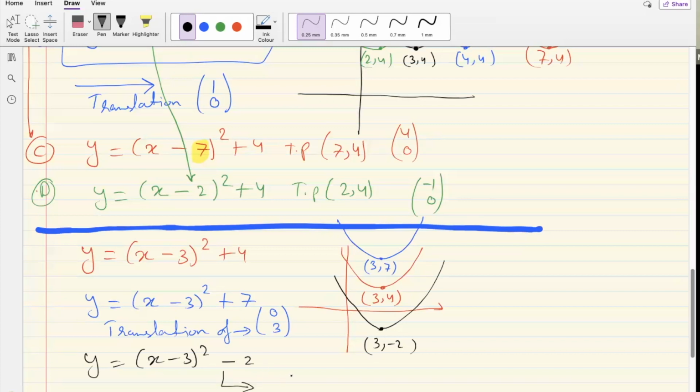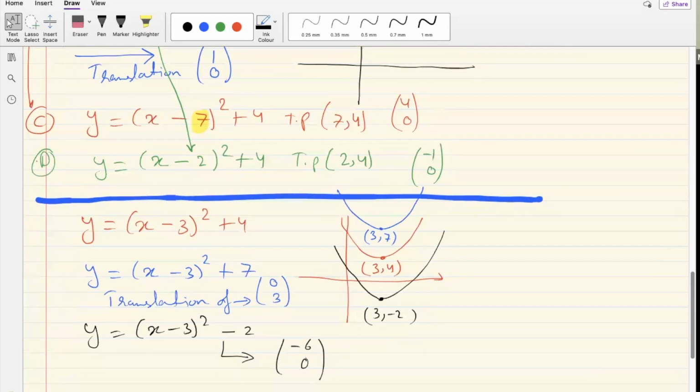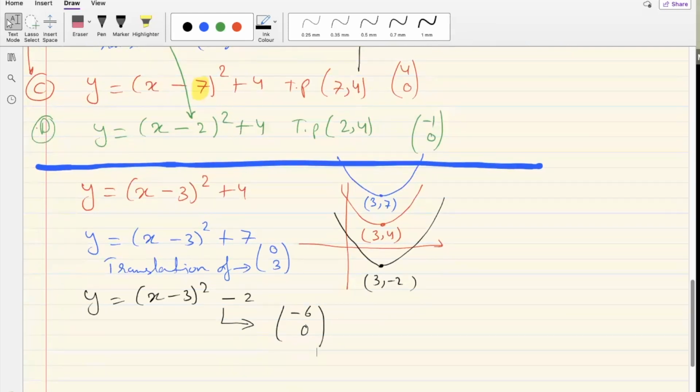So what is the translation vector? Comparing with the original equation, the translation vector is -6 and 0. From 4 to -2, the change is 6 units, but it is moving downwards. So -6 and 0. h and k. Is it acceptable? We can take a break if you want. We can take a pause.